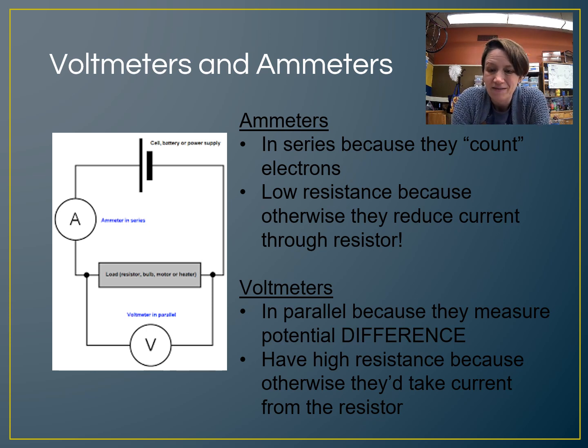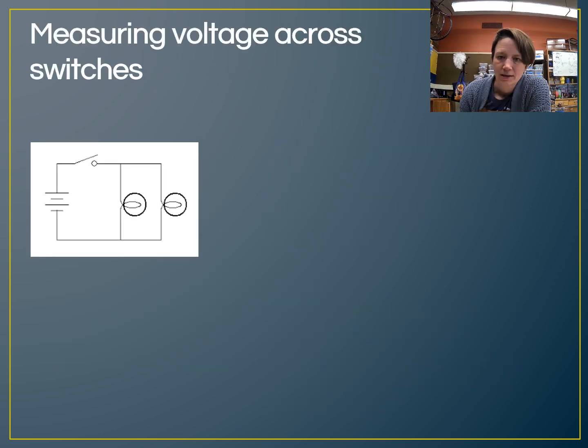Voltmeters, on the flip side, have to have very high resistances, because if they had low resistance, you would still be able to measure the potential difference, but they would be basically taking the vast majority of the current in the circuit instead of letting that current go through the load. And fundamentally, we want the meter, the thing that we're using to measure something, not to impact the function of the actual circuit. So voltmeters are high resistance and wired in parallel.